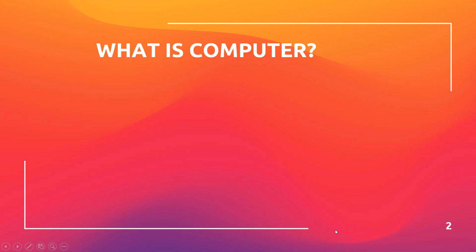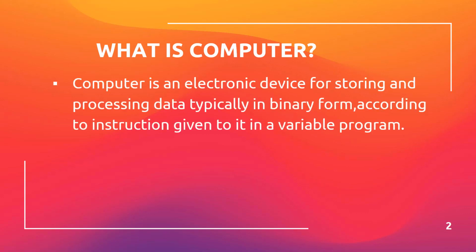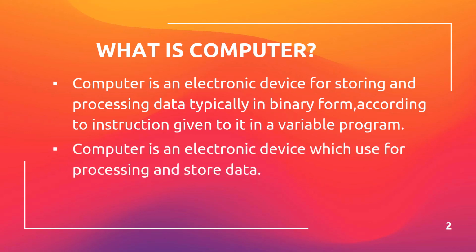What is a computer? A computer is an electronic device for storing and processing data, typically in binary form, according to instructions given to it in a variable program. Or we can say a computer is an electronic device which is used for processing and storing data. Simply, a computer is a device that uses electricity for keeping, or you can say storing, and processing data, or creating new information, typically in binary form. Binary form is a specific mathematics which uses 0 and 1.